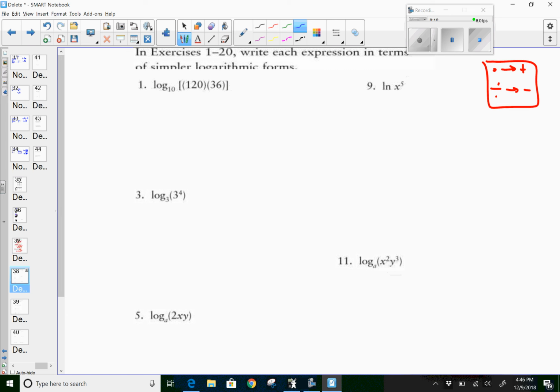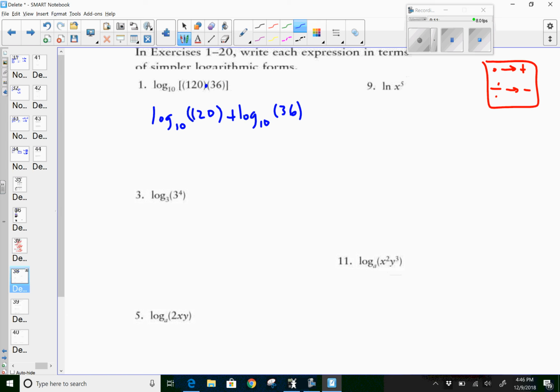Okay. So here I have multiplication. So I'm going to split this up. The log base 10 still stays the same. The first one that you see is 120. You could put parentheses around it. Times changes into addition. When you split it up, you write log 10 again, and then you put the second number. So the second one is 36. So there is your simpler log form.